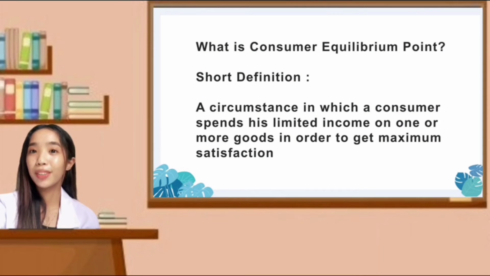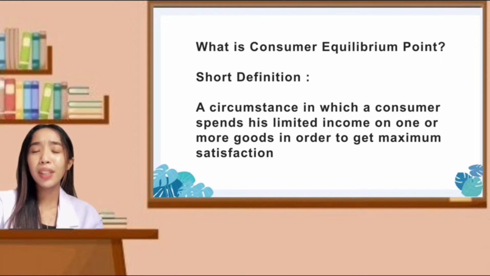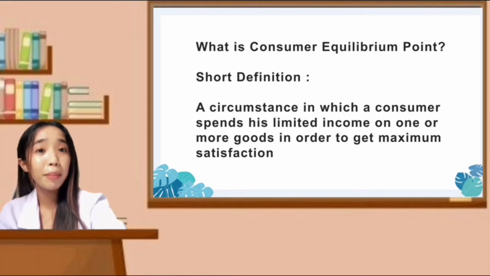But before we go to the lesson proper, I'm going to give you first a short insight about our topic for today. So what is consumer equilibrium point? Consumer equilibrium point is a circumstance wherein a consumer spends his limited income on one or more goods in order to get a maximum satisfaction. You maybe now have an idea about our lesson. Let us now begin our discussion.